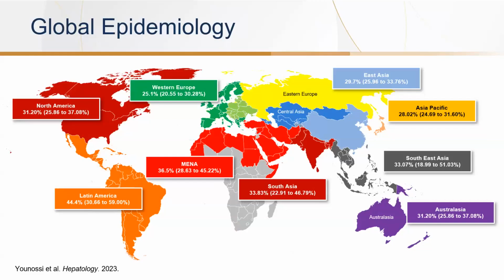This is not just limited to the United States. Throughout the world, there are different areas that have different levels of fatty liver, and it's very unfortunate that it is increasing over time. Latin America has the highest incidence, but as you can see, pretty much everywhere around the world is over 20% of their population having fatty liver disease.